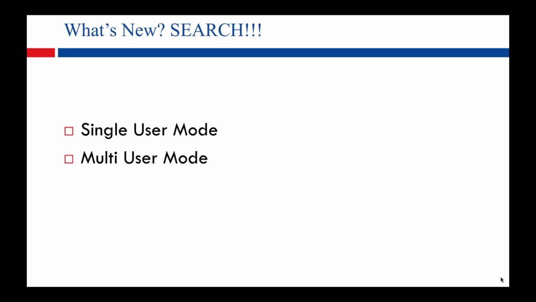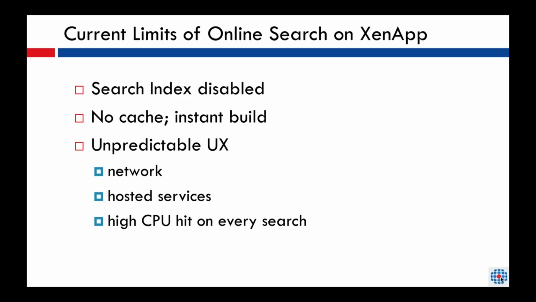We're going to talk about what we did in multi-user mode and what you'll see. So let's talk about the limits. Currently, search index is disabled, so we have no cache. You can use instant build, but if you do, you're going to see some unpredictable user experiences. Why? Because network traffic has to be generated, and with things hosted outside of us, all of a sudden our machine is going to see a huge spike in CPU.